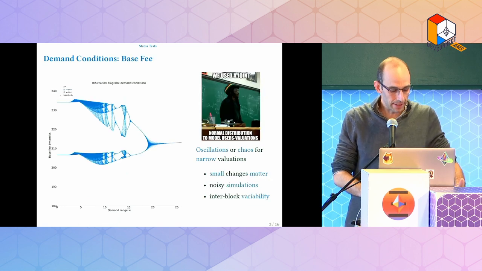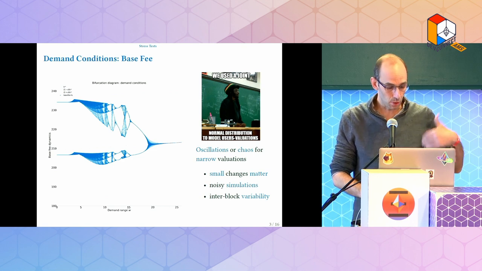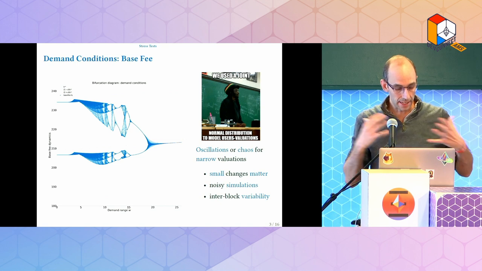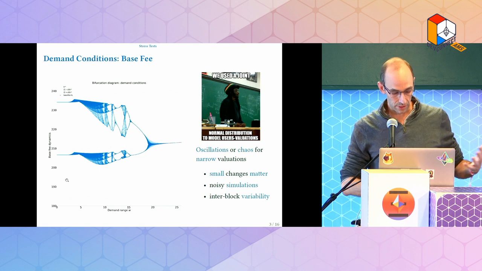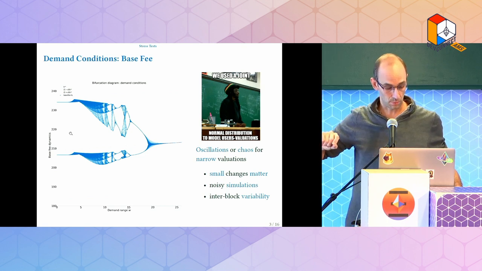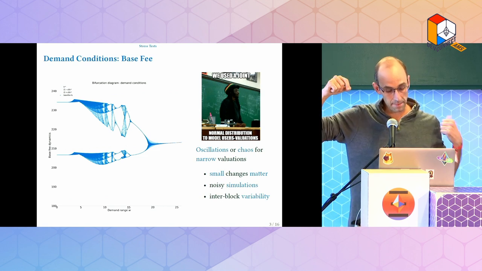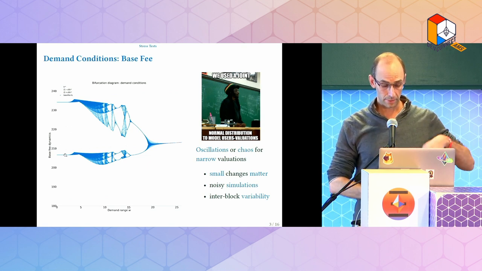Now we have a similar figure for the base fee dynamics. What we saw in the previous slide was the block sizes, the blocks that are produced. And here we see how the base fee changes. Again, in the regime close to zero, we have exactly two values, one large and one small. The large one prices everyone out. That's why we had the empty blocks. And the low one prices everybody in. So that's why you had the full blocks.